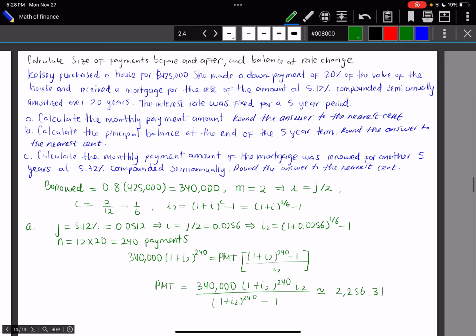That's what we find, so that we can say that Kelsey pays installments of about $2,256.31 every month for 20 years to settle the loan of $340,000. Okay, so here we have the answer to part A. The answer to A is about that amount. We have rounded the answer to the nearest cent, meaning that we have rounded the answer to 2 decimal places.